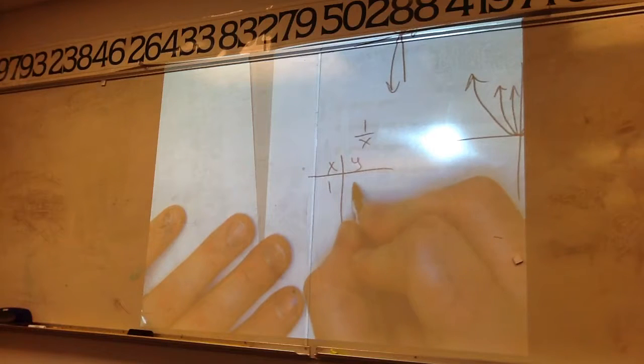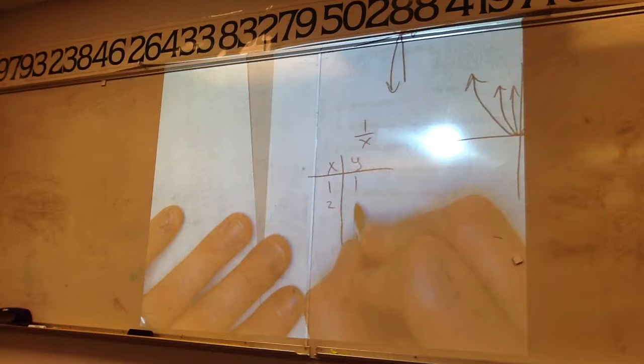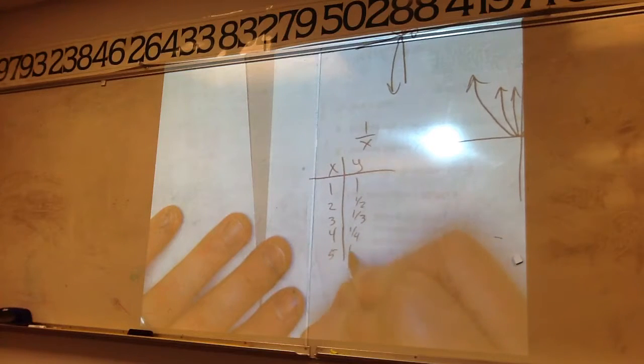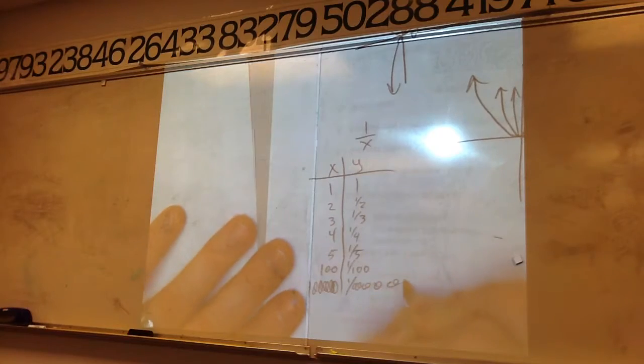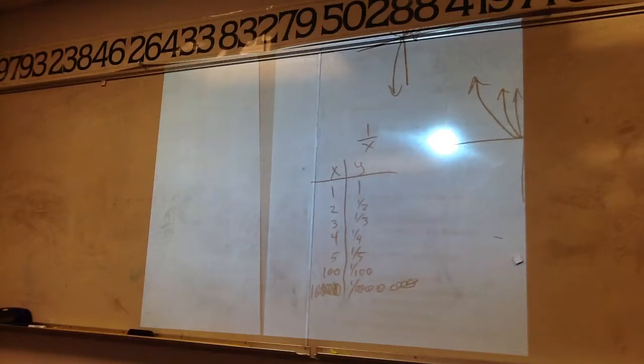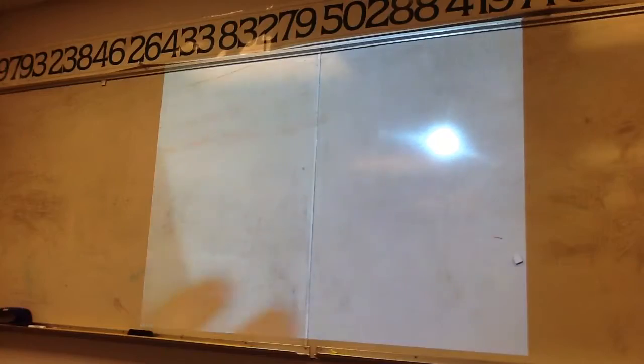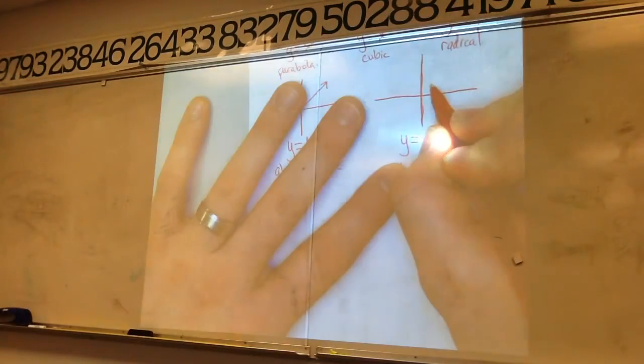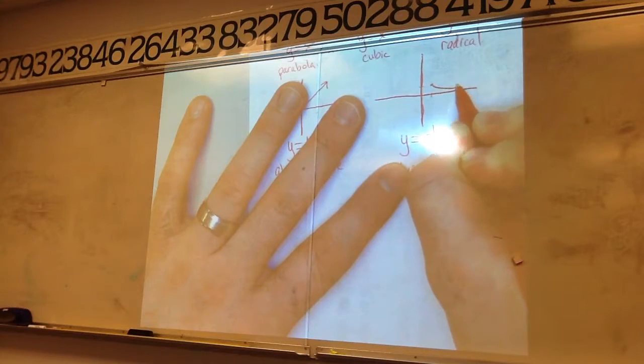When x is 1, what is y? 1. When x is 2, what is y? 1/2. 3? 1/3. 4? 1/4. 5? 1/5. 100? 1/100. A million? 1/1,000,000. Will it ever get down to 0? 1 trillion. No. So if we put some numbers on here, it's just going to drop down like that forever.